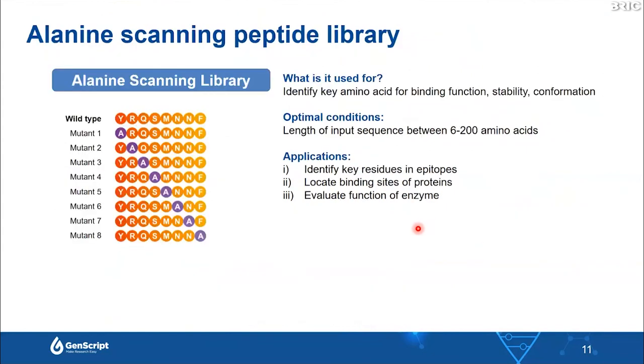So next, let's take a look at another type of peptide library, the Alanine scanning peptide library. Such peptide libraries are typically used to identify key amino acids for binding function, for protein stability, or when researchers would like to identify which amino acid is crucial for the conformation of the protein structure. Typically such input sequences require 6 to 200 amino acids, and the Alanine scanning library algorithm will systematically generate and mutate one residue at a time to an alanine. This allows us to identify key residues in the epitopes and locate the binding site of a protein, and also evaluate the function of the protein or the enzyme.